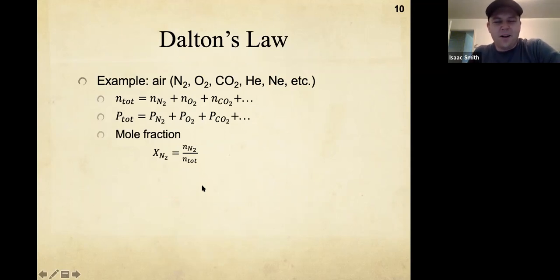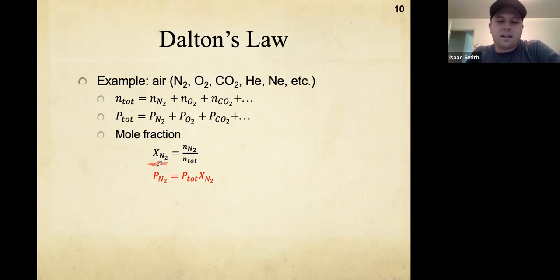Okay. So now we talk about mole fractions. Mole fraction is kind of what it sounds like. A fraction is always a part of something divided by the whole of it, right? So if you want to know the mole fraction, which is usually denoted by X, of nitrogen, it's going to be the number of moles of nitrogen divided by the total number of moles of whatever's in the container or sample, okay?